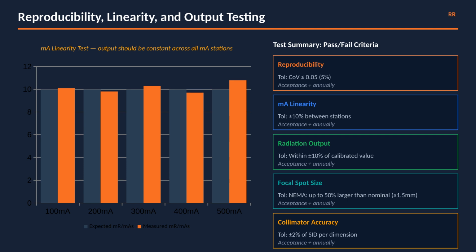Radiation output. Measured output in milliroentgens per mAs must be within plus or minus 10% of the calibrated reference value. Focal spot size.